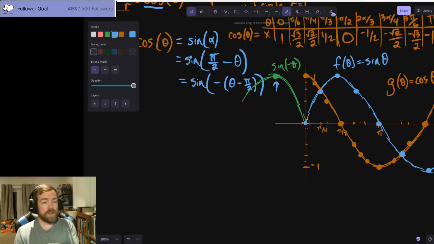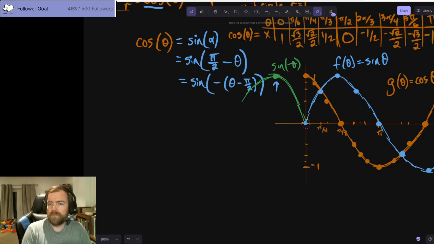All right, and this works for all co-functions, very intentionally, because our co-function is saying what happens if we take the same function, but on the complementary angle to the one that we're concentrating on. All right, I'm going to get rid of this so it's not confusing. I'll leave that bit.